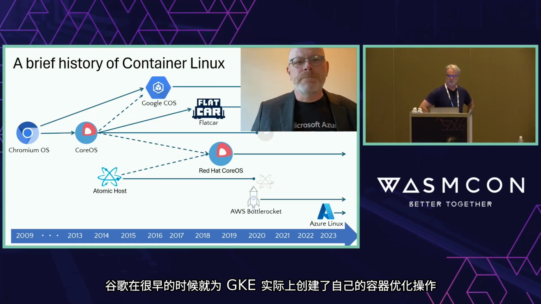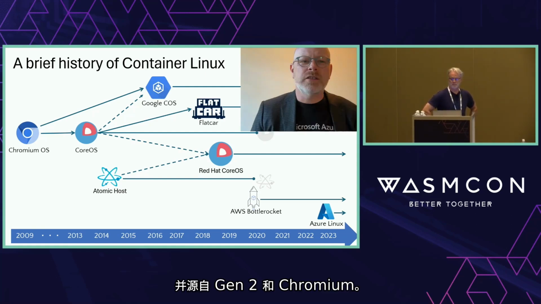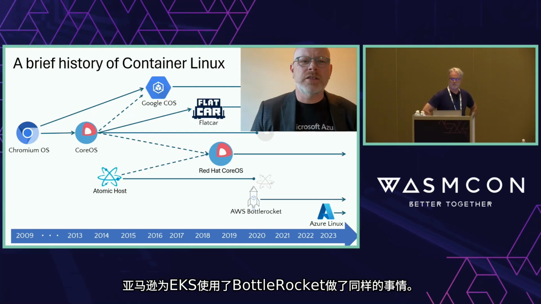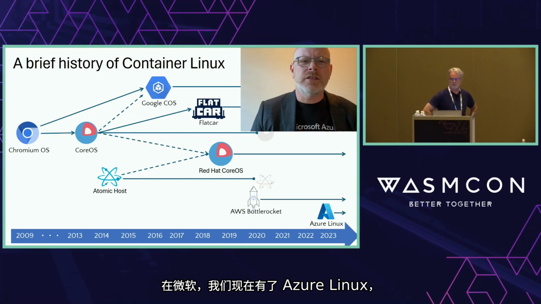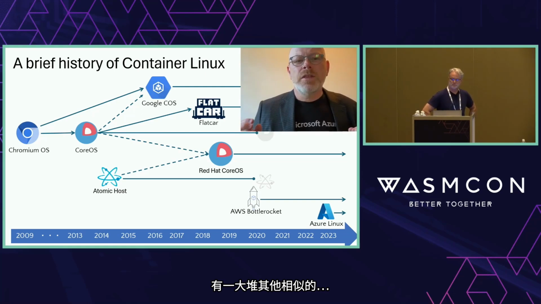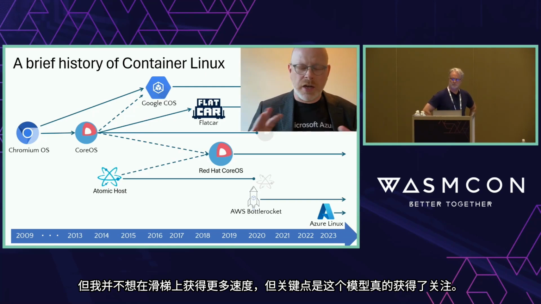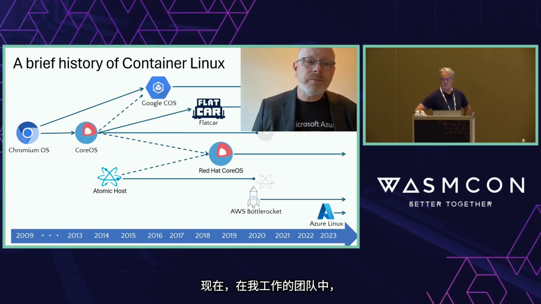And Google created very early on its own Container-Optimized OS for GKE, actually very much inspired by CoreOS and derived from Gentoo and Chromium. And Amazon did the same for EKS with Bottlerocket. And at Microsoft, we now have Azure Linux, which is now generally available for AKS as well. There are a bunch of other similar projects from Canonical, SUSE, others, but I didn't want to get more on the slide. But the key point you see here is that this is a model that really has gotten traction.